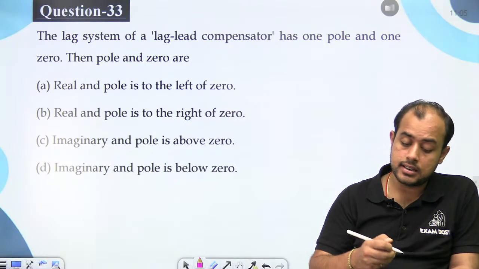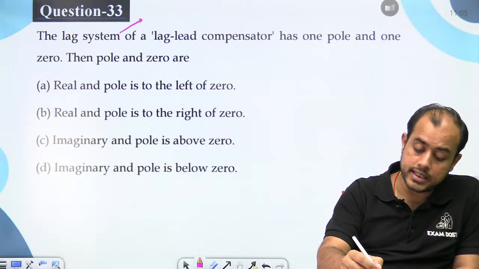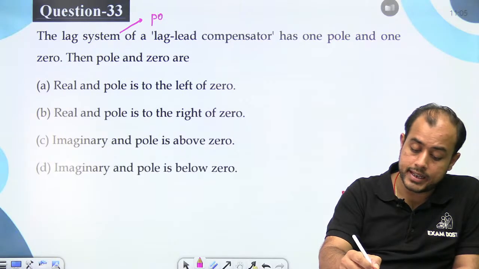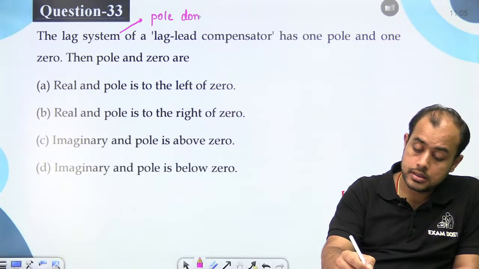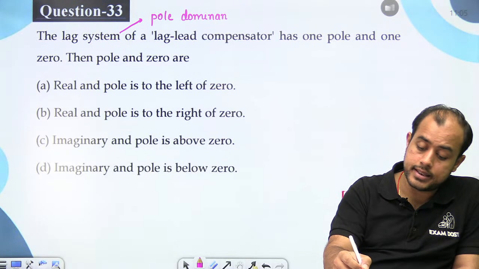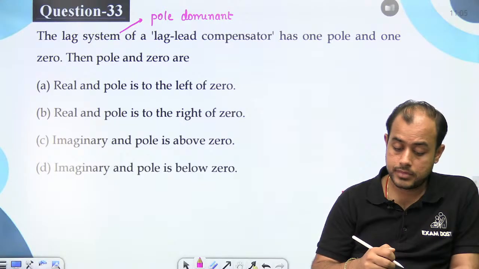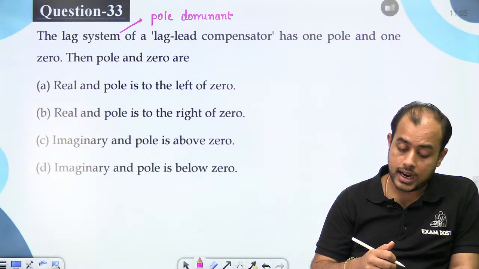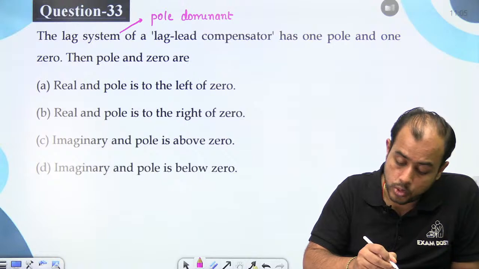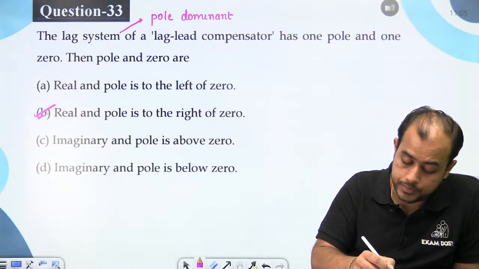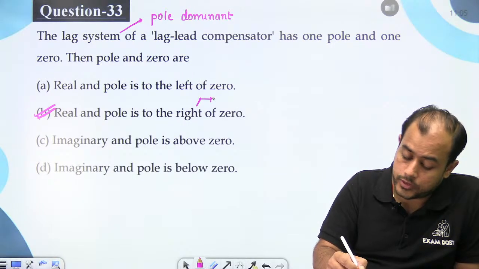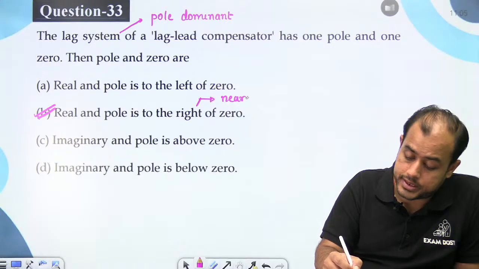ESE 2019, lag lead compensator has one pole and zero. Lag system is basically pole dominant. That is, pole is nearer to origin. The pole and zero are real and pole is to the right of zero. Pole is to the right of zero means nearer to origin.